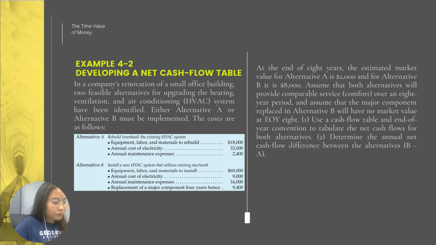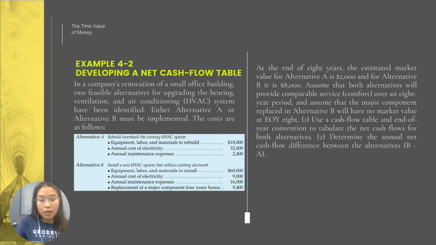For alternative B, you install a new HVAC system that utilizes existing ductwork. Again, alternative A is just to rebuild or overhaul the existing HVAC system, but in alternative B, you have to install a new one. Of course, it is expected to cost the company more at first, for the equipment, labor, and materials to be installed. The annual cost of electricity is 9,000 and annual maintenance expenses is 16K.